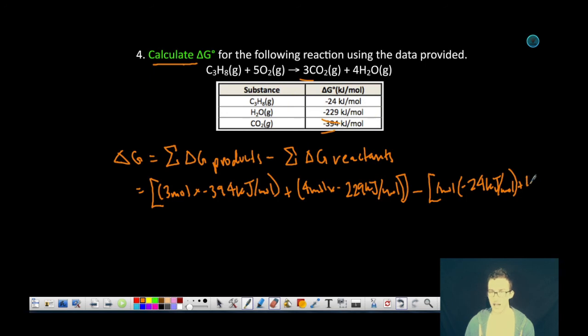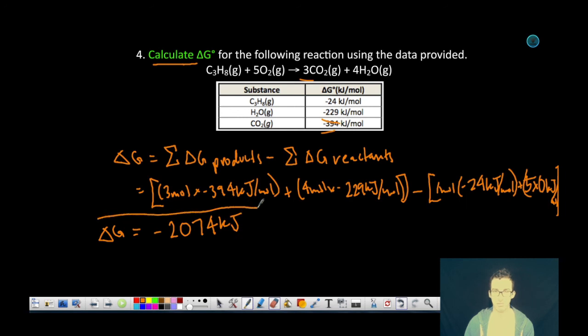plus 5 times, oh my gosh, we aren't provided with a value for oxygen. For Gibbs free energy change, you have to recognize that that change is going to be 0 kilojoules per mole, not only for oxygen, but also for any element in its standard state in your equation. And then it's just a matter of plugging that into your calculator to solve, and we should get a Gibbs free energy change of negative 2,074 kilojoules. Boom. And again, this negative implies that this reaction as written is thermodynamically favored.